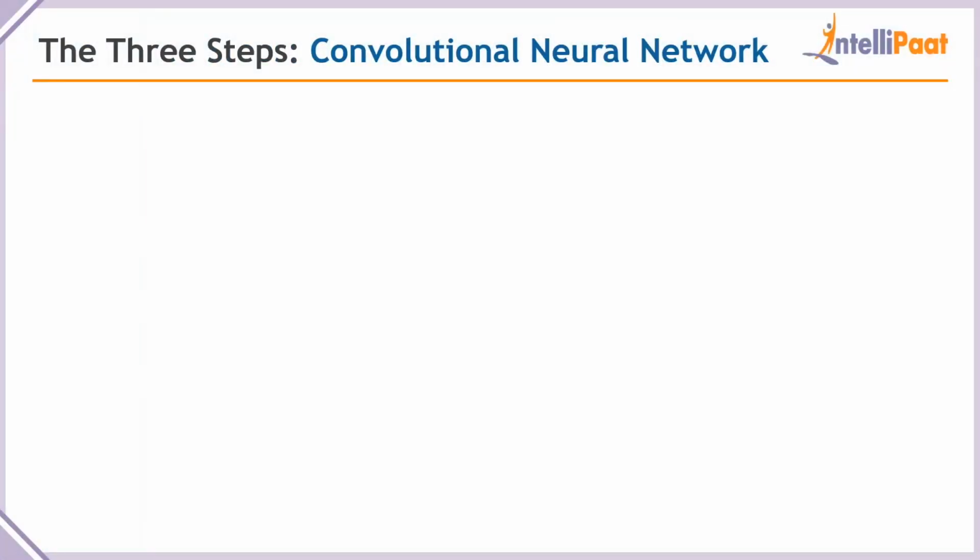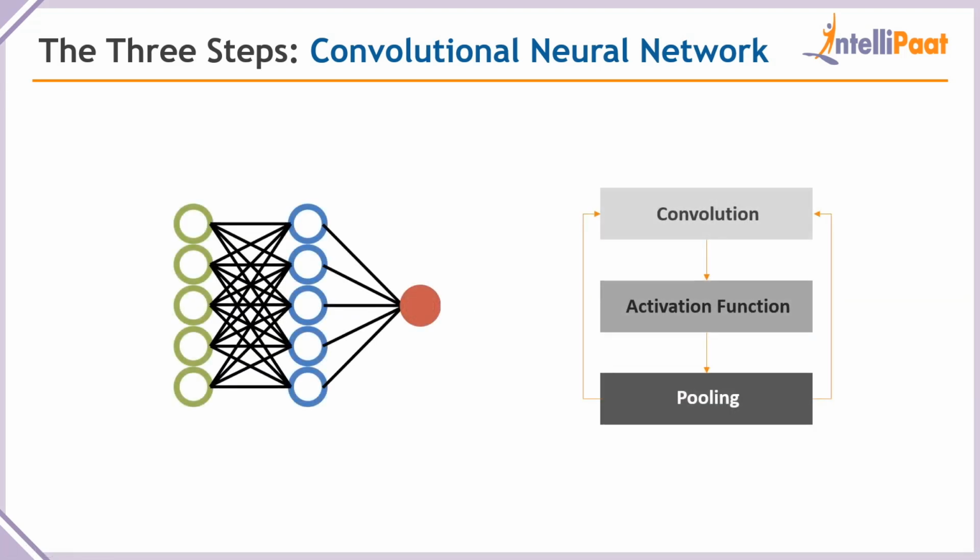Now, coming to the convolutional neural networks. So when we talk about convolutional neural networks, or CNN as it's called in short, there are 3 important steps which happens to basically help in image recognition. CNN is a very widely used type of neural network which is used for image recognition, as I just mentioned.